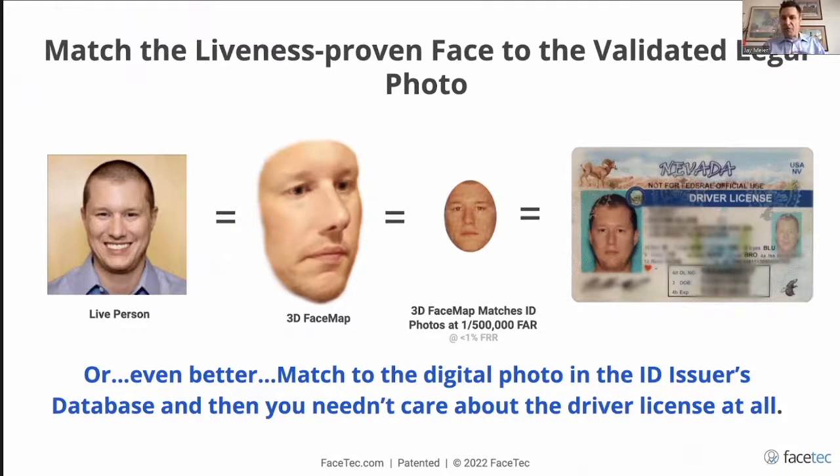Maybe we can match the digital photo using face matching, liveness and face matching capability to the digital ID issuer's database. And then, if we were matching this applicant's face live in real time to the face image that's stored at the DMV, as long as we verify the identity exists, we really don't need a driver's license at all. So you guys can save some money on your photocopying.